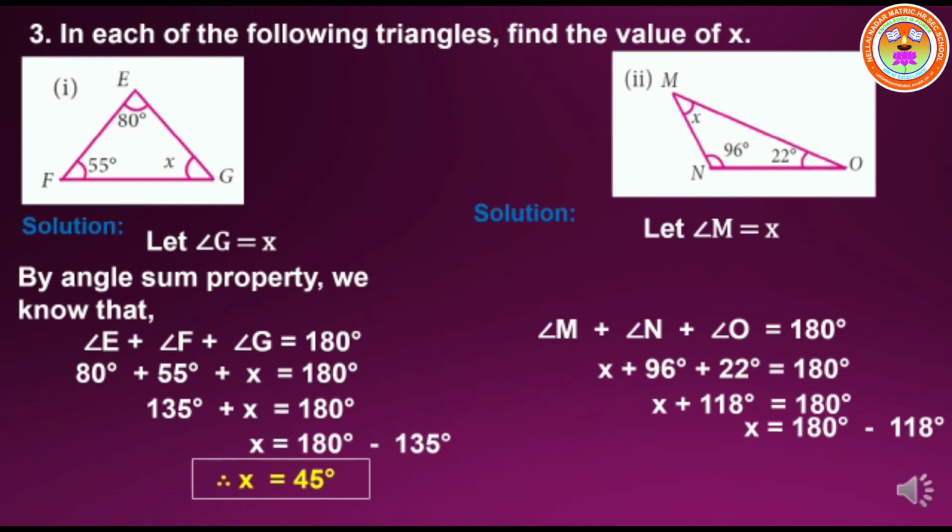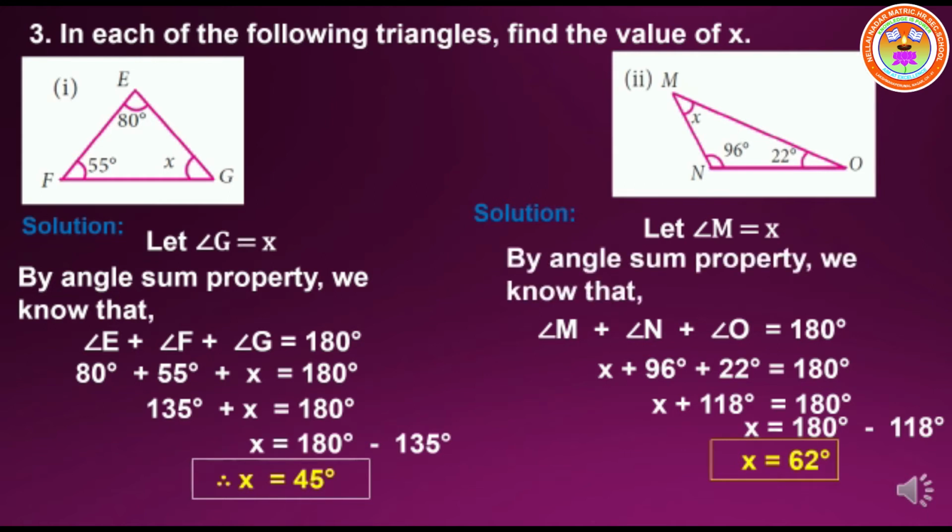Now, in order to find the value of x, we are going to transpose 118 degrees to the other side of the equation, which can be written as x is equal to 180 degrees minus 118 degrees. On subtracting these two values, we find that the value of x is equal to 62 degrees. Children, you can try the third and the fourth subdivision.